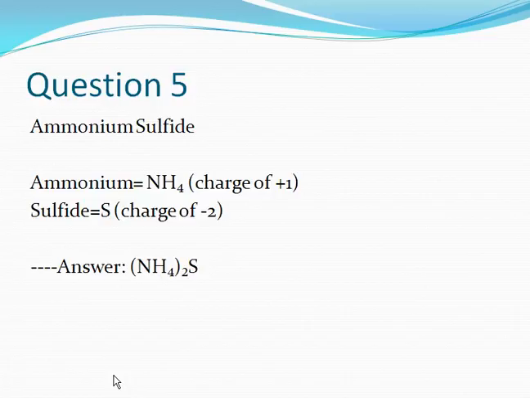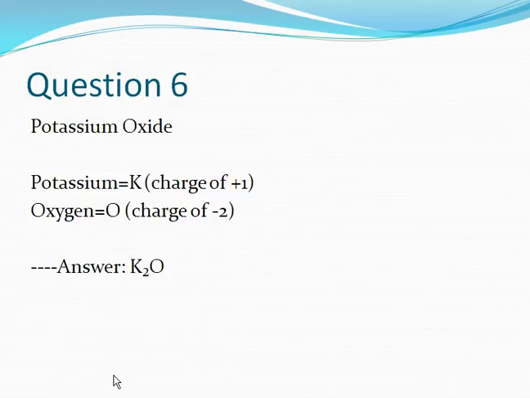Since oxygen has a charge of -2 and potassium has a charge of +1, there needs to be 2 potassium ions for every oxygen one, meaning that there needs to be a subscript of 2 following the potassium symbol in the formula. The oxygen symbol then follows the 2.